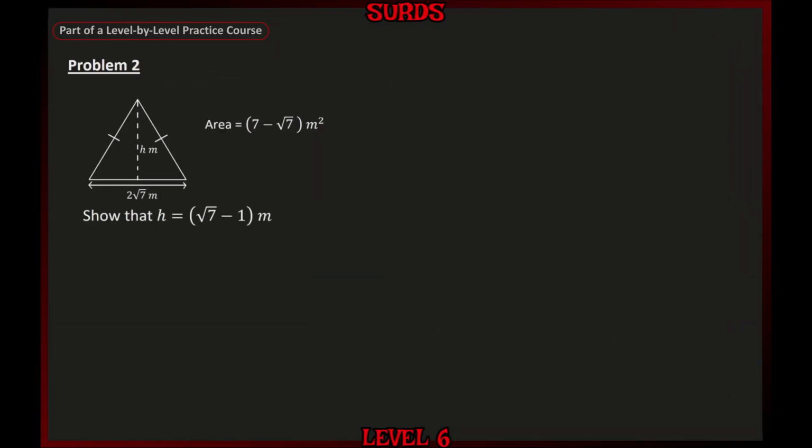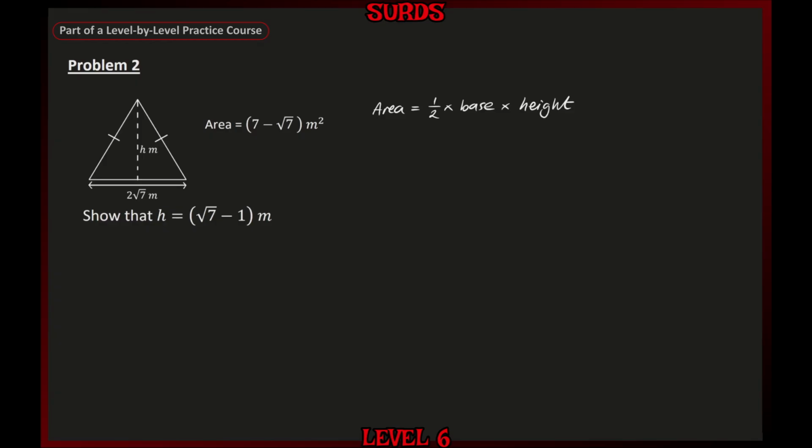In problem 2, we're given a triangle where we're told that the base is 2 root 7 meters and that the area is 7 minus root 7 meters squared. And we're asked to show that h, the height of the triangle, is root 7 minus 1 meters. Now to start, we need to write down the formula for the area of a triangle. And the area of a triangle can be given as half times the base times the perpendicular height. I'm just going to write the perpendicular height as the height.